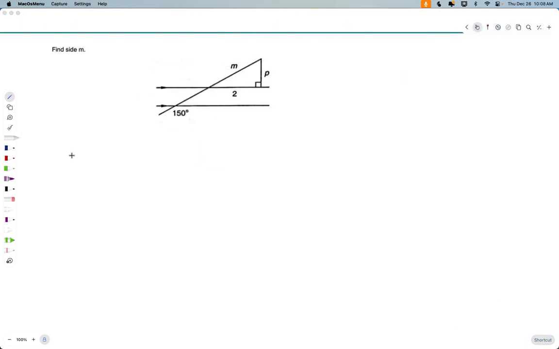I feel like I've already done this problem, but I can't say for sure, so I'm going to go ahead and redo it anyway. So we know if this is a straight line, which it is, and this is 150, then this has to be 30. And we also know that these are going to be congruent angles. Like this is going to be congruent to this one. This will be 30. So that means this one will be 30, which means that this one is 60. So we have a 30-60 triangle going on right here. So we can use SOHCAHTOA.